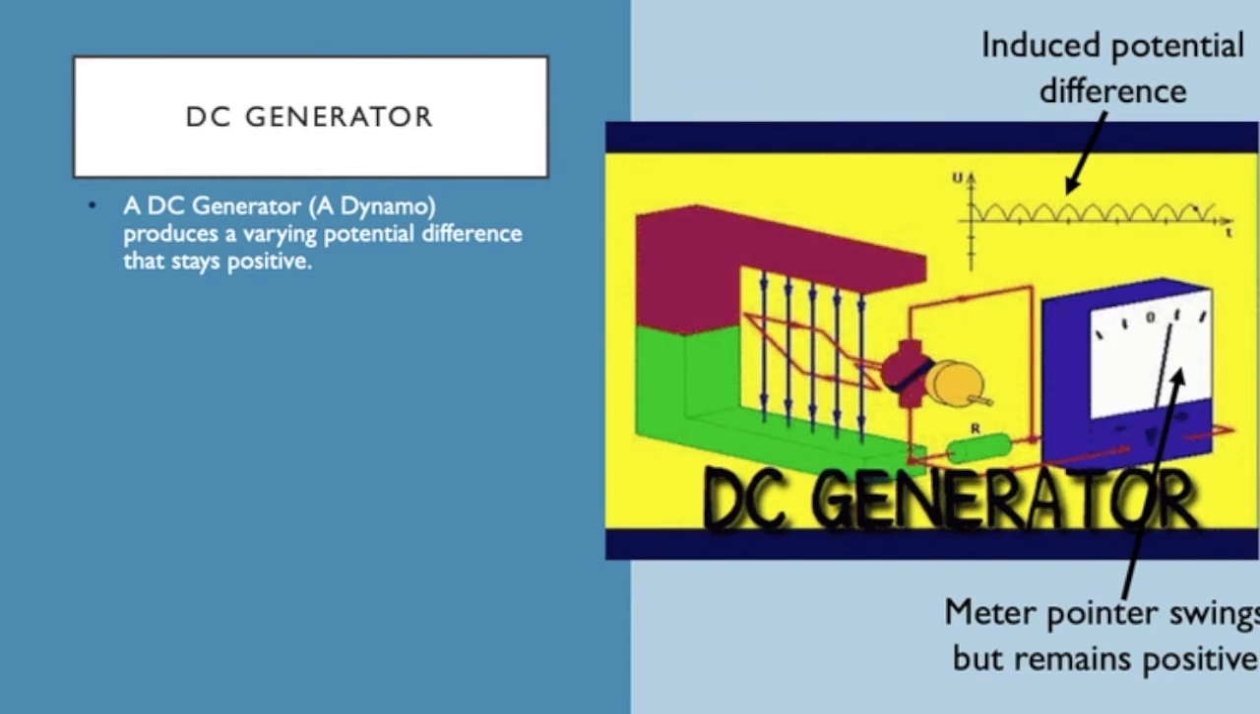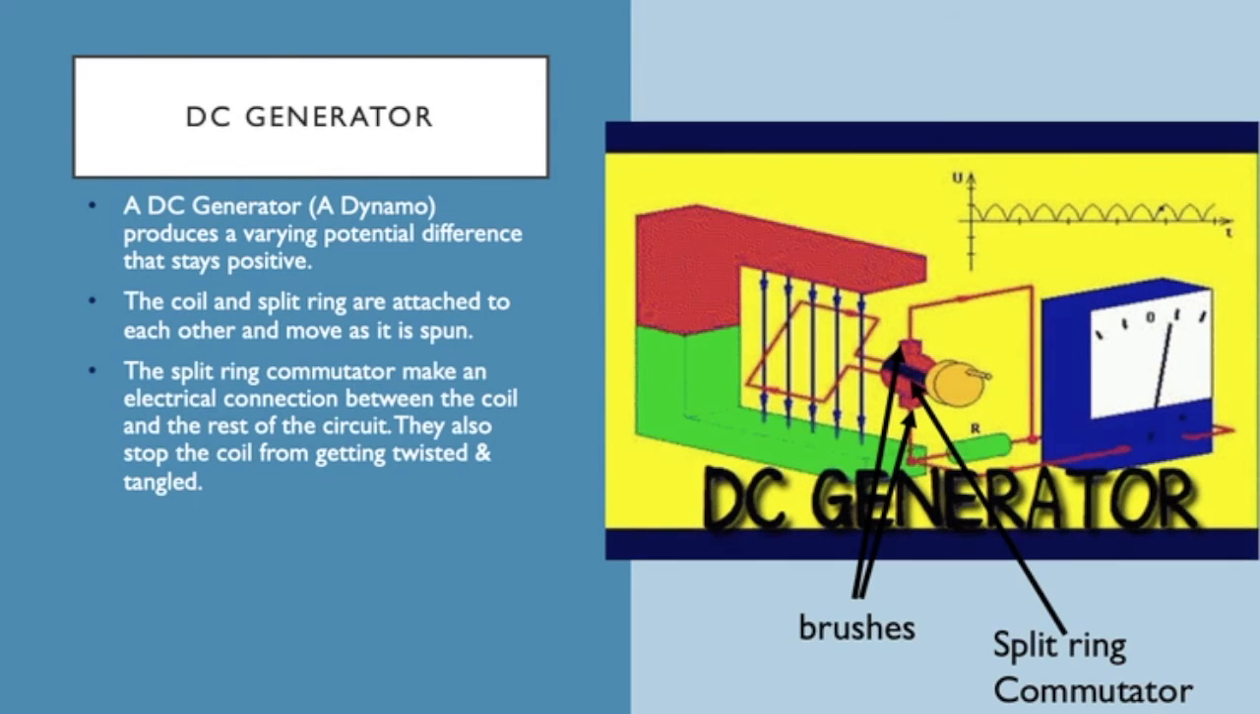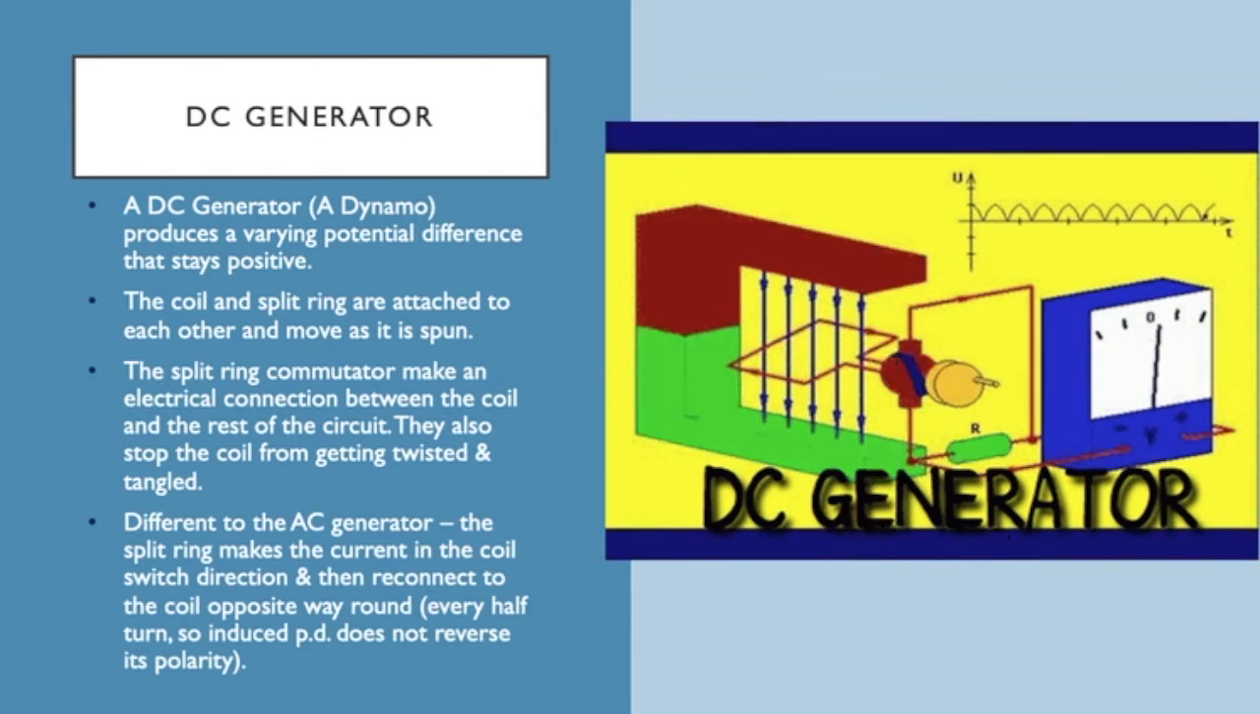A direct current generator, a DC generator or a dynamo, produces a varying potential difference that stays positive. The coil and split ring are attached to each other and move as it's spun. The split ring commutator makes an electrical connection between the coil and the rest of the circuit. They also stop the coil from getting twisted and tangled.